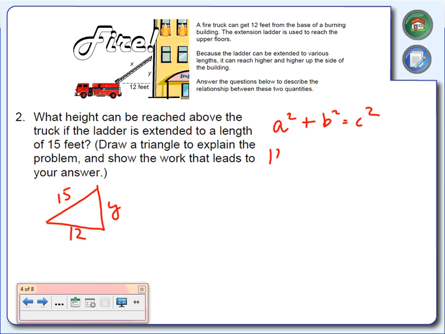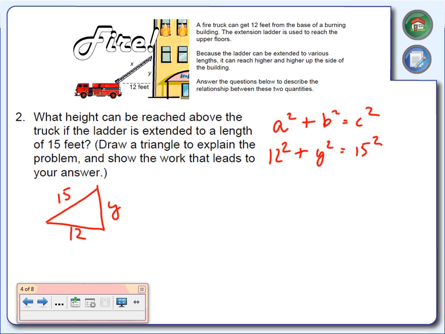A is the leg, which is our 12. B is another leg, which is going to be our y. And c is our hypotenuse, which in this case is 15. So now we're working with 12 squared plus y squared equals 15 squared.